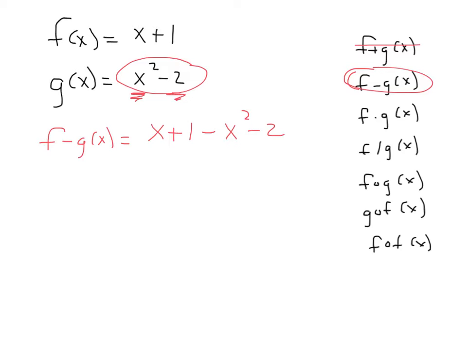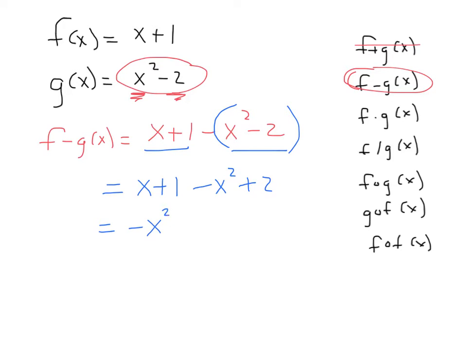So being very cautious here, we should have done this. We should have done f minus, in parentheses, g. And now it becomes a little bit more obvious that it's x plus 1 minus x squared, although plus 2, because minus a negative becomes positive. So then we can just write negative x squared plus x plus 3. And that would be f minus g of x.